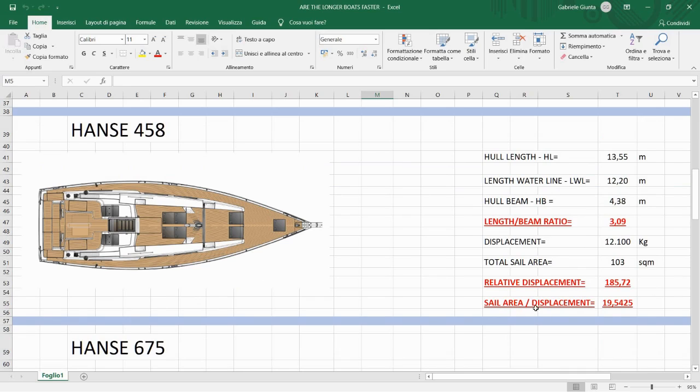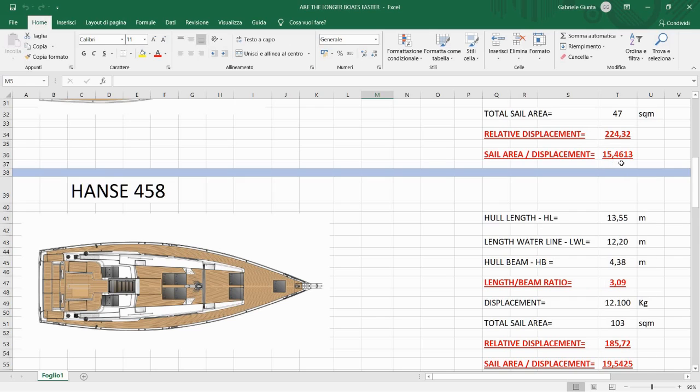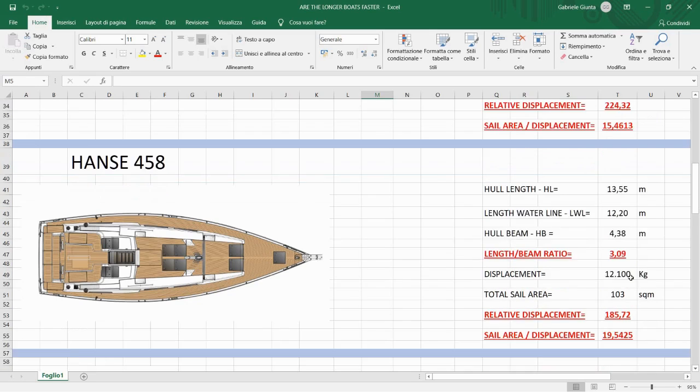Relative sail area is 19.5. Before was 15.4. So we have, relatively speaking, a lighter boat with more power. Lighter, 185 against 224, and with more sail area, considering the displacement. 19 against 15.